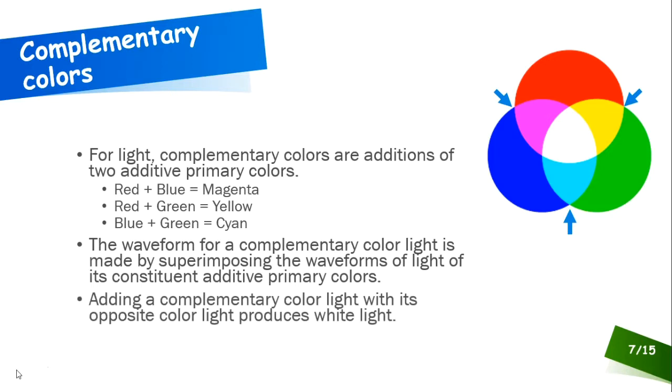So when you add a complementary color with its opposite color, you get white light because the opposite color for the complementary color is going to be the one of the three primary colors that you didn't put in to make the complementary color. And so that's where you're going to get white light because now you've got everything put in.